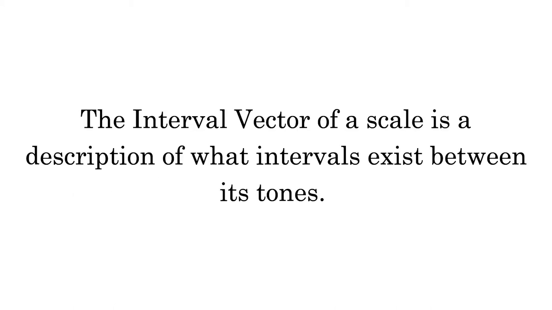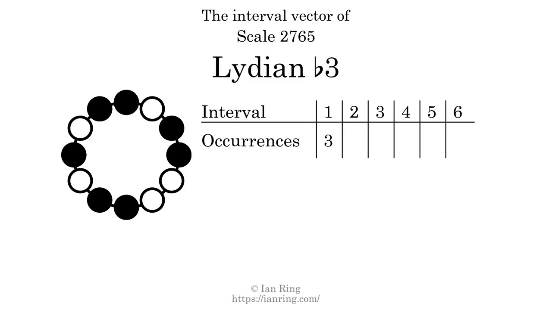The interval vector of a scale is a description of what intervals exist between its tones. There are three intervals with the size of one semitone. They are here, here, and here. There are three intervals with the size of two semitones. They are here, here, and here. There are five intervals with the size of three semitones. They are here, here, here, here, and here.